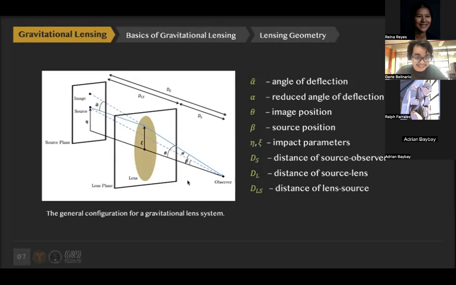Depending on the lens, we can have multiple images reaching the observer. Here, alpha is the reduced angle of deflection. Theta and beta are respectively your image and source positions. The variables eta and xi are your impact parameters in the source plane and the lens plane. The following distances are from the observer to the lens, the observer to the source plane, and from the lens to the source plane. Note that these distances are not your typical Euclidean distances. These are distances measured in angular diameter units.